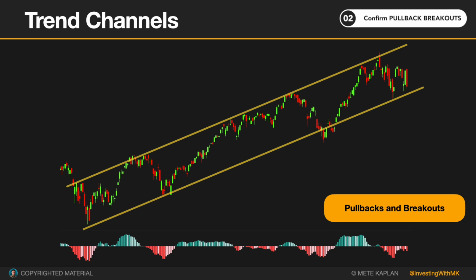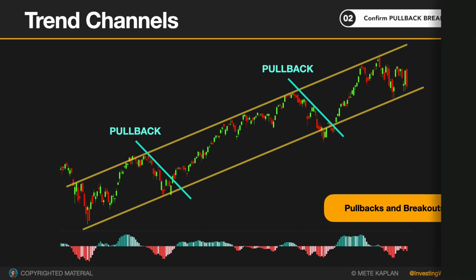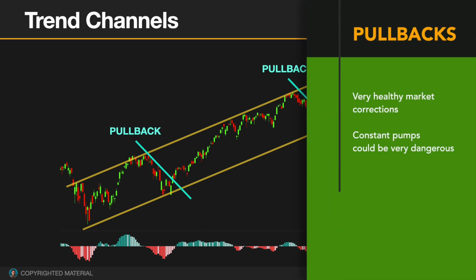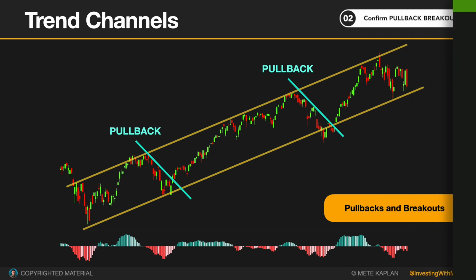Okay, let's check out pullbacks and breakouts. Pullbacks are little corrections against the main trend direction. As you know, the mainstream media gets crazy when a correction happens, like, "Oh, we are crashing." But corrections and pullbacks are quite healthy. Actually, I become worried if I do not see a correction, because constant pumps are much more dangerous.